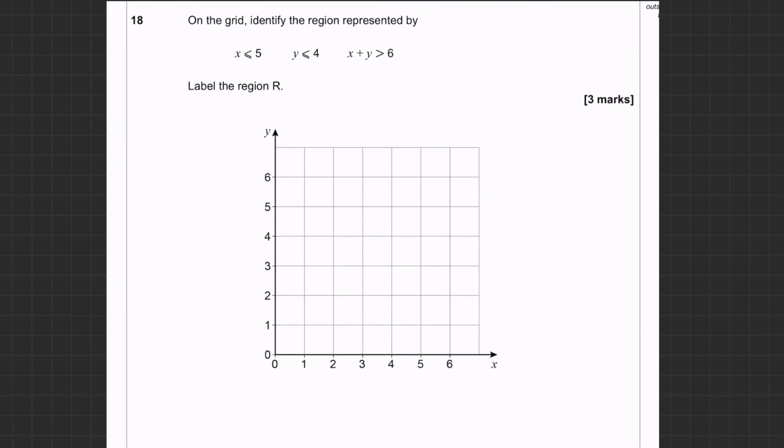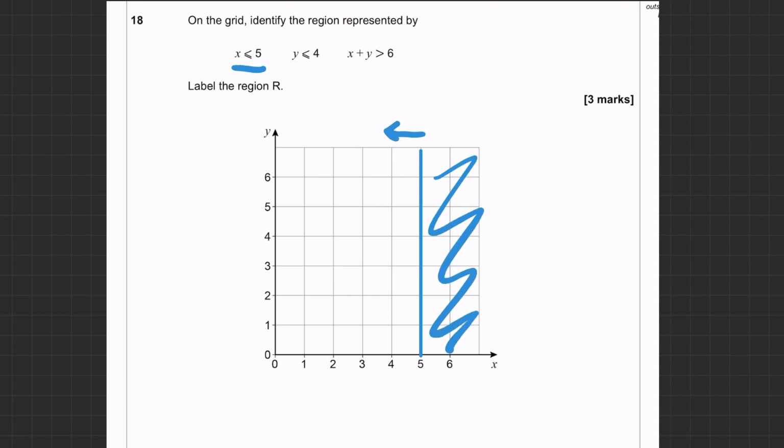Alright, question 18. On the grid, identify the region represented by x is less than or equal to 5, y is less than or equal to 4, and x plus y is greater than 6. So I'm going to identify the region x is less than or equal to 5. So we've got the x axis along the bottom. When x is 5, it's just going to be this line here. So I'm going to draw that on. So when x is less than or equal to 5, it's going to be everything that section back. So it can't be this section here.